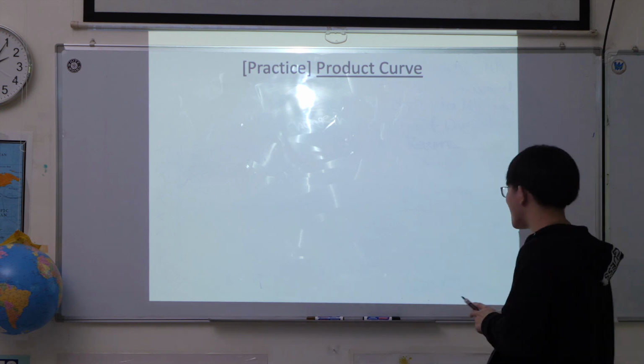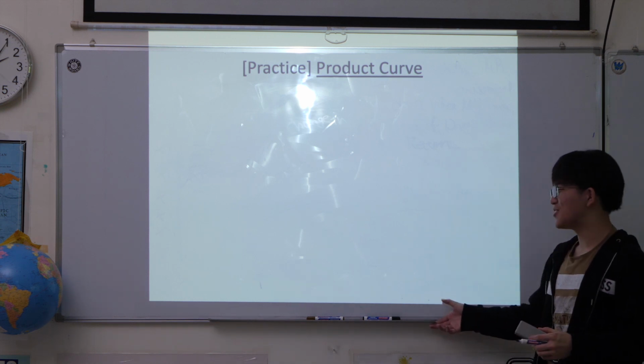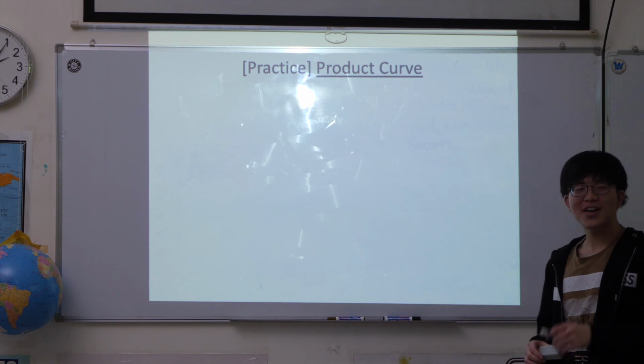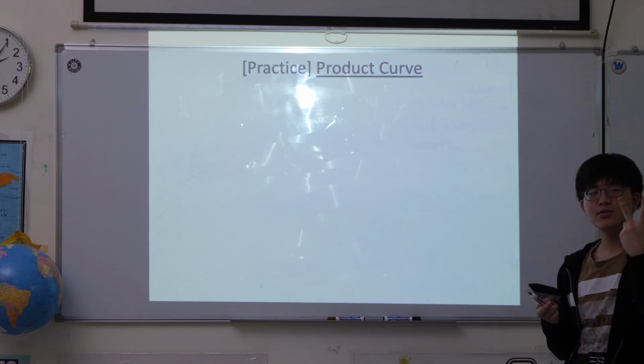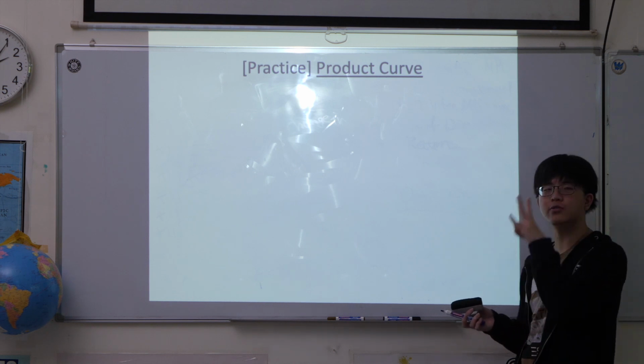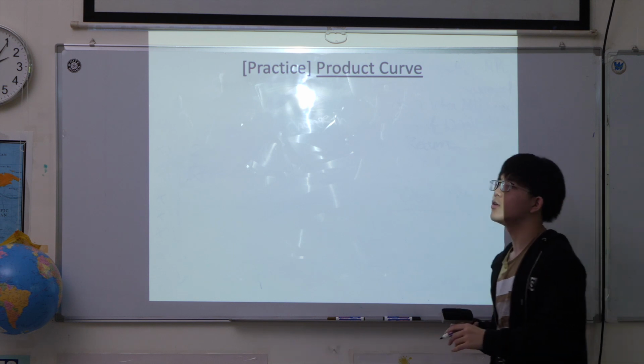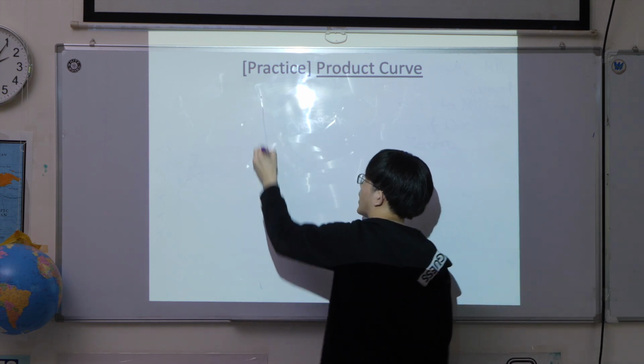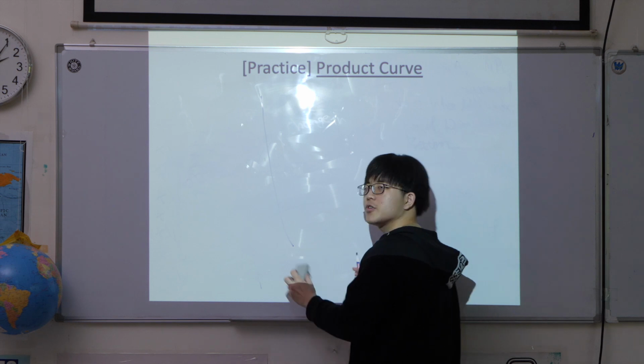Okay, so we will start to draw the production curve. I have mentioned already 2 graphs. One is the marginal product of labor curve, and the other is the average product of labor curve. So the y-axis we have, it's really hard to see.